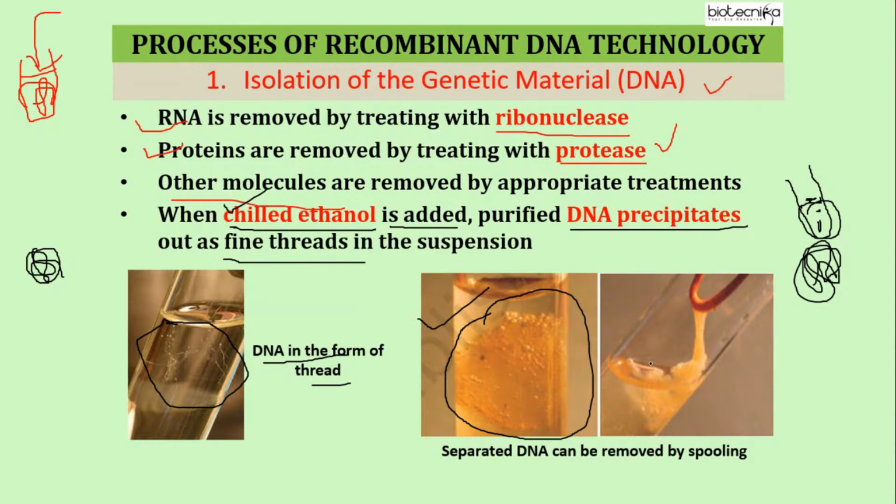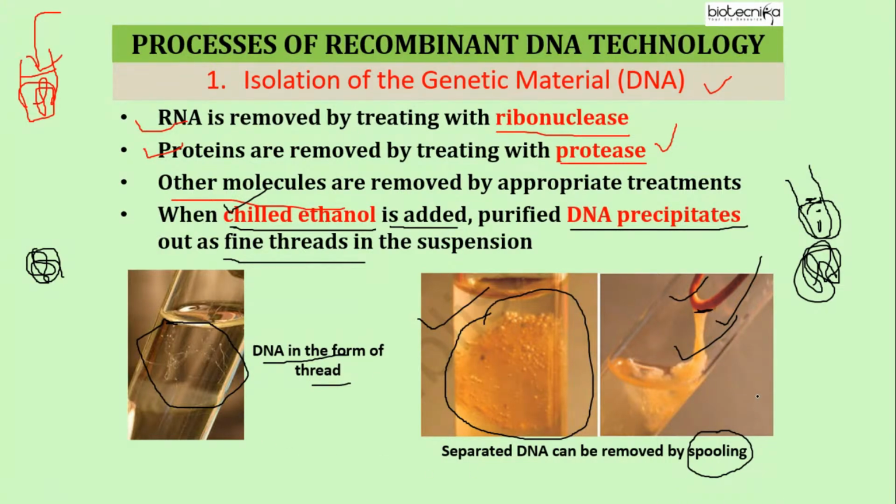So how will you separate out this DNA? You have to separate this DNA by spooling. Now what is spooling? Spooling is a method where you transfer this DNA or gene of interest by using some kind of synthetic membrane. Once you insert this synthetic membrane inside the DNA, it will stick to the synthetic membrane and come out. This is what is called spooling. So you will spool this DNA.